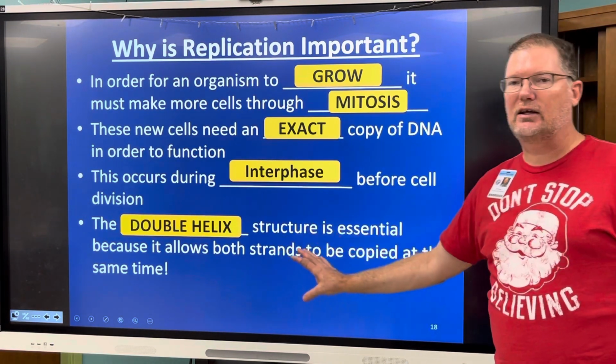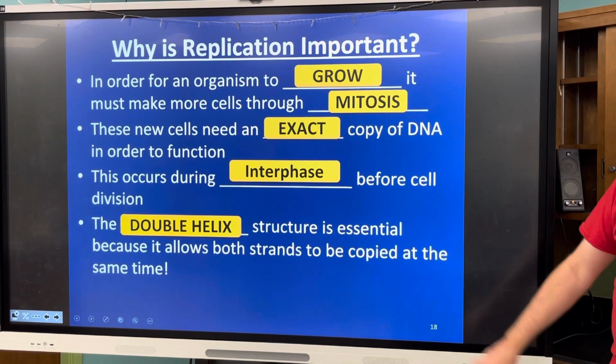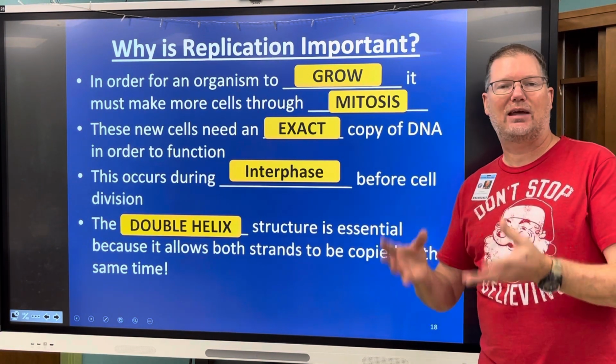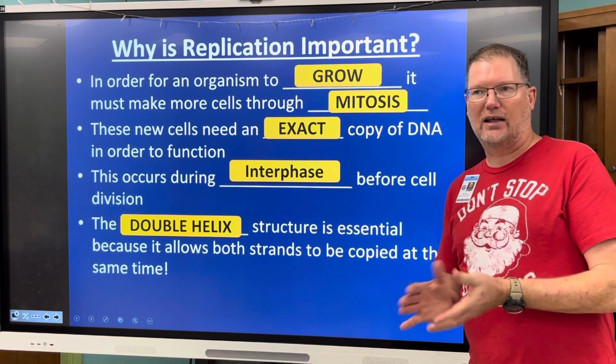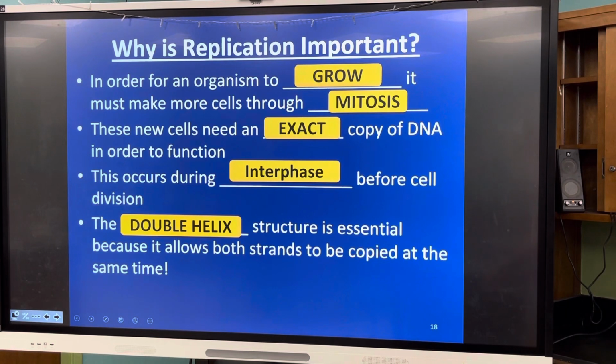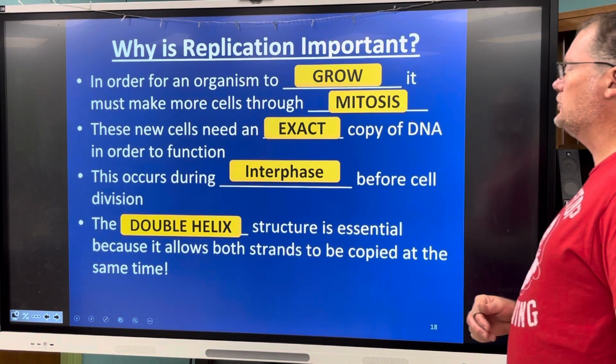The double helix structure is essential because it allows both strands to be copied at the same time. That's pretty amazing. Both strands to be copied at the same time. That's why replication is important.